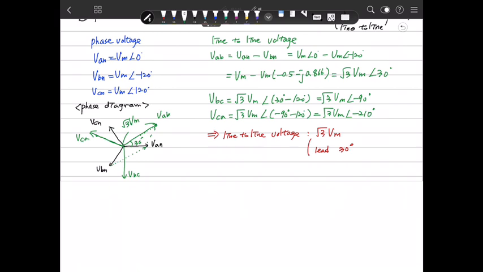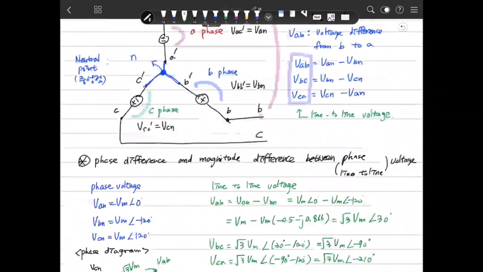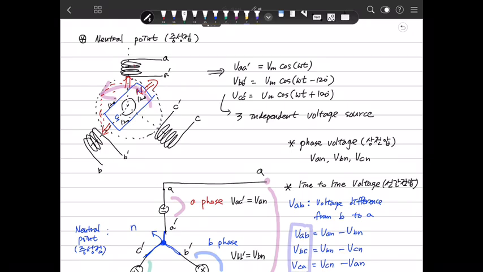This is a phasor diagram of phase voltage and the line-to-line voltage. It's very important, and you need to be familiar with this relationship between the line-to-line voltage and phase voltage. The magnitude of line-to-line voltage is higher by 1.732, the square root of 3, and the phase leads by 30 degrees. So this is a 3-phase voltage here.